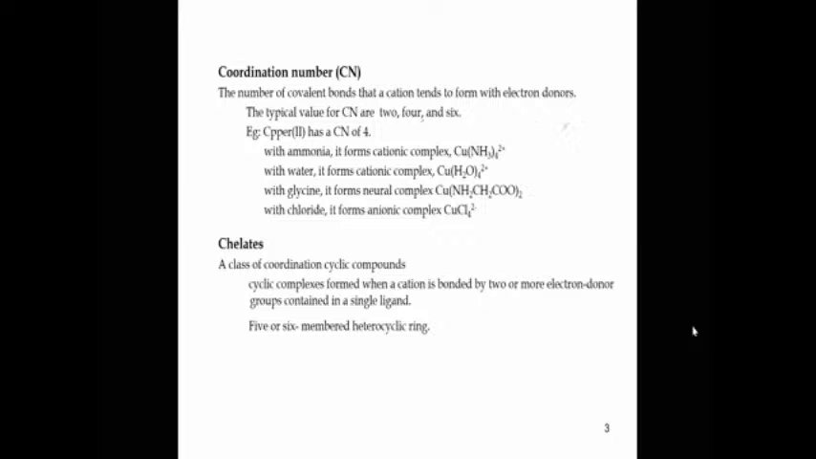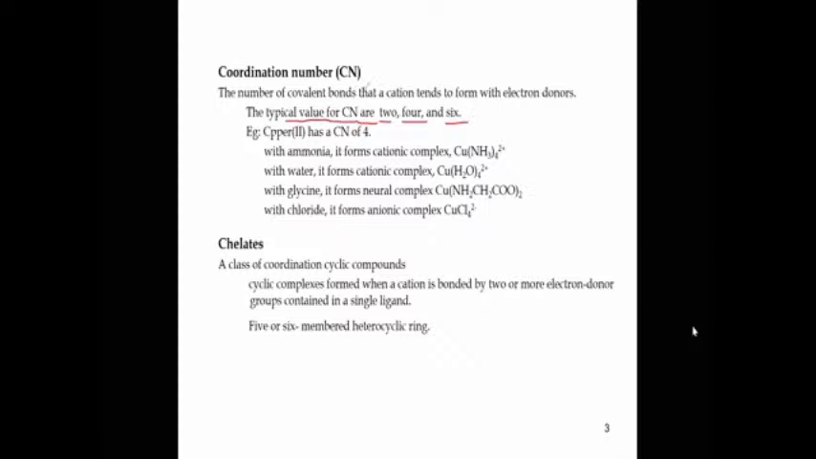If we take a very typical value, the coordination number can be 2, can be 4, can be 6, right? Actually, here the coordination number always refers to a cation. So the coordination number of a cation can be 2, 4, or 6, one of these.